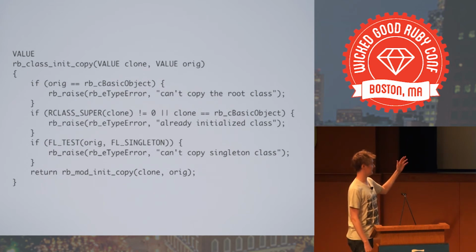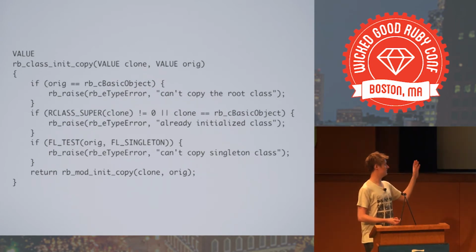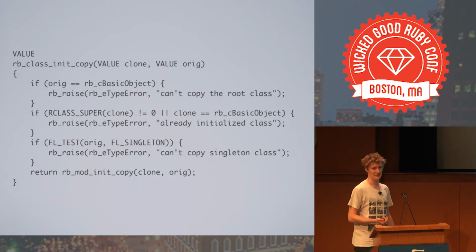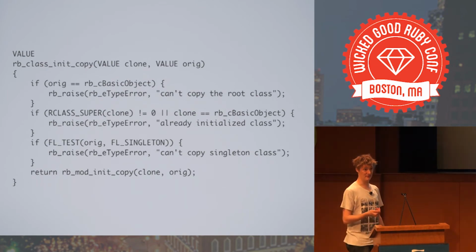This is the implementation of initialize_copy in MRI on Class. It does some basic type checking. It makes sure that you're not trying to copy BasicObject, and it makes sure that you're not trying to reinitialize a class that already has a superclass. If the superclass of the new clone is set, or if the clone is BasicObject, it'll raise a TypeError complaining that you've already initialized the class. It'll also complain if you try and dup a singleton class. If all those checks are satisfied, then it will call onto mod_init_copy, which is the initialize_copy method for the Module class.